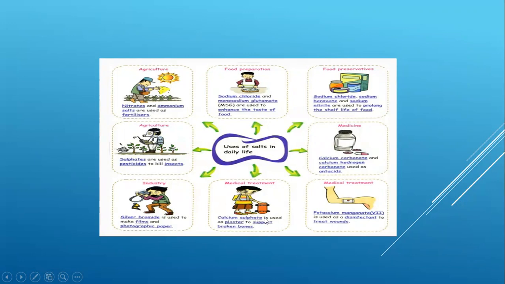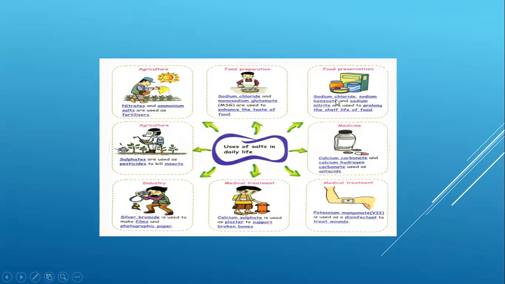Similarly, calcium sulfate is used in plaster of Paris to support broken bones. Potassium permanganate is used as a disinfectant to treat wounds. Calcium carbonate and calcium hydrogen carbonates are used as antacids. Antacids are medicines that are used to cure the acidity in the stomach.